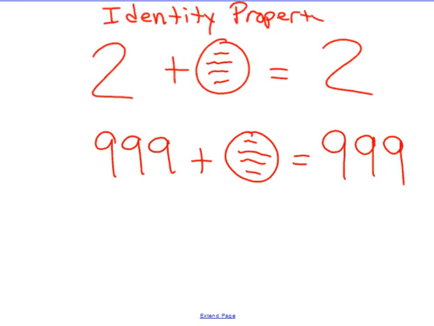identity property of addition. Identity property of addition. Kaylin.